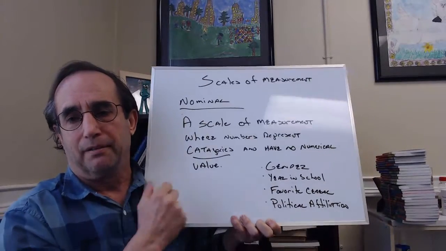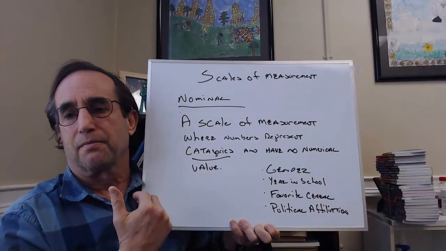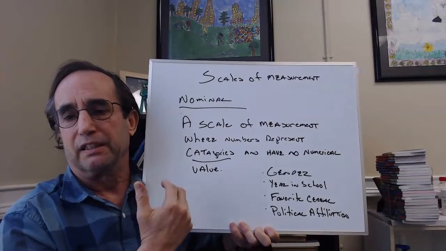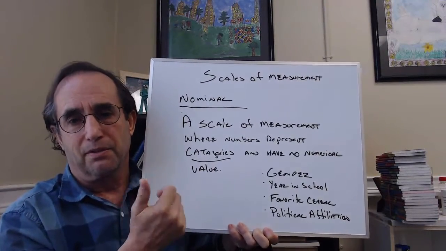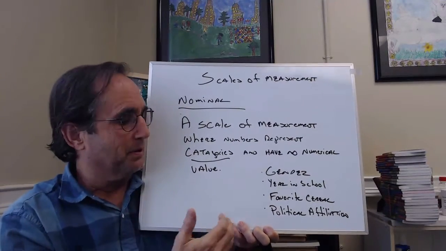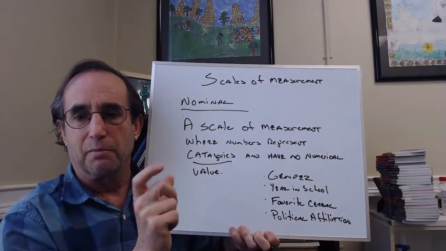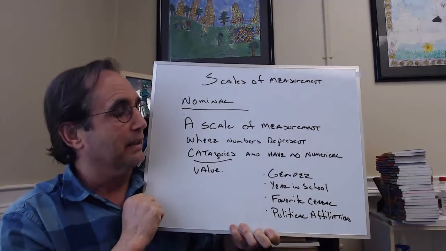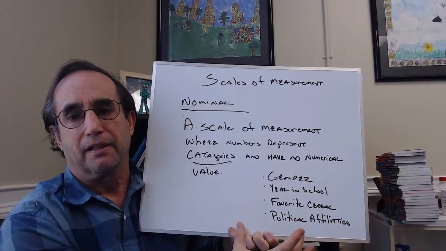Such as gender, race, political affiliation, year in school: first, second, third, fourth, fifth, or freshman, sophomore, junior, senior, fifth year senior. If you were doing a survey of favorite cereal, each type of cereal would be a different category, and there's no real numerical value to any of this.